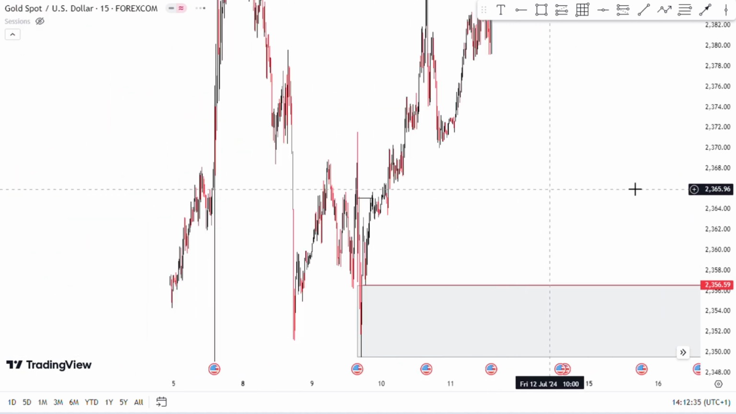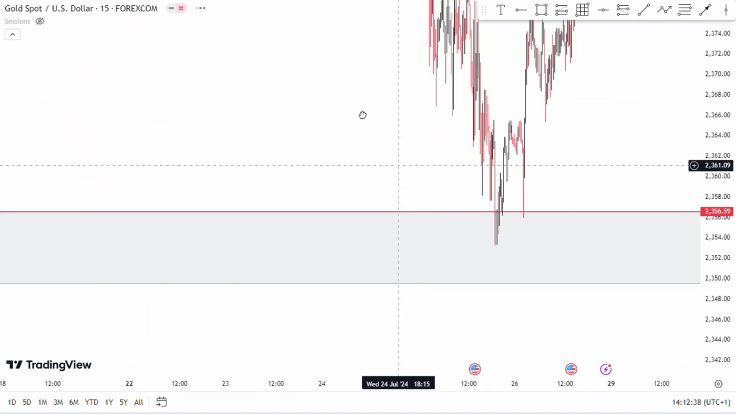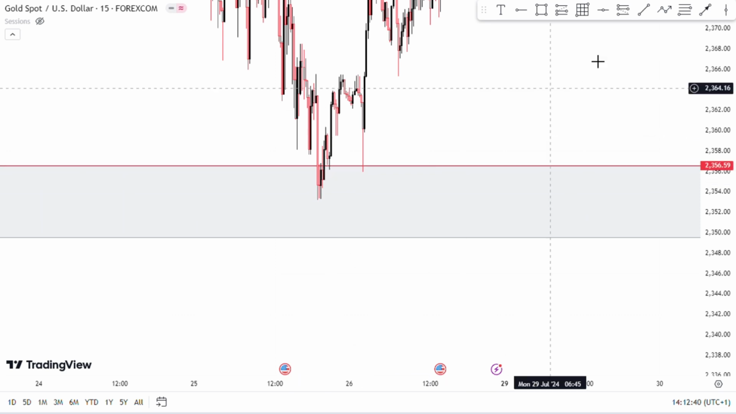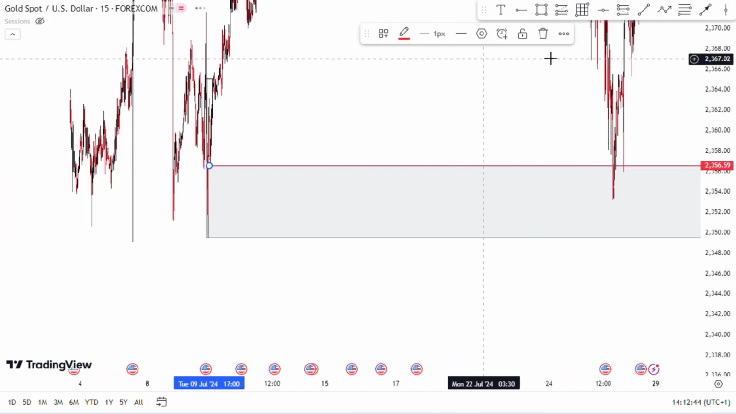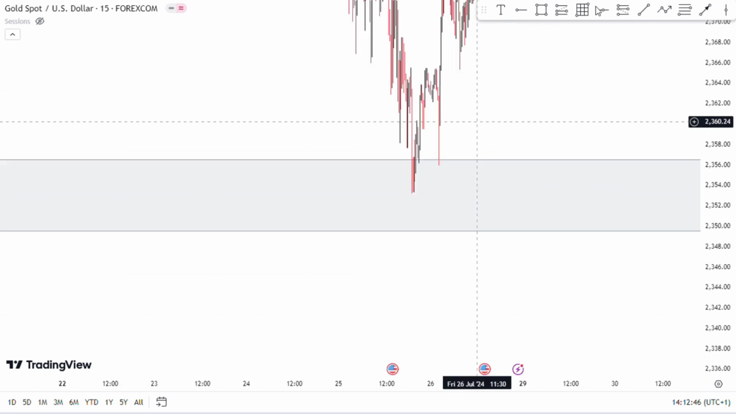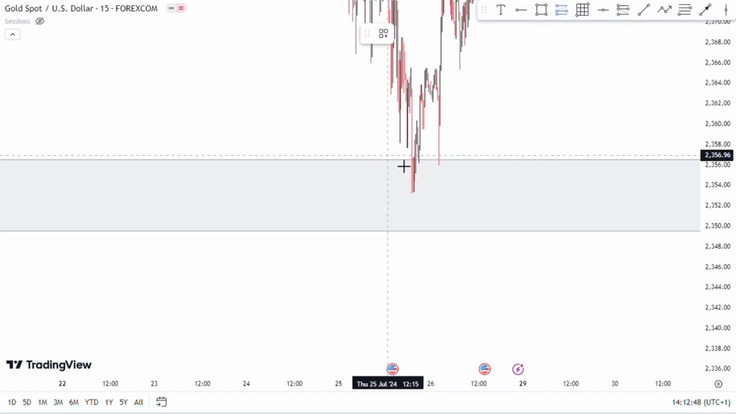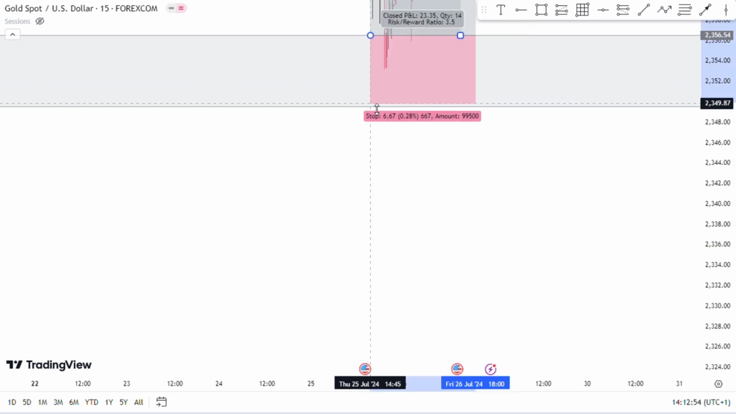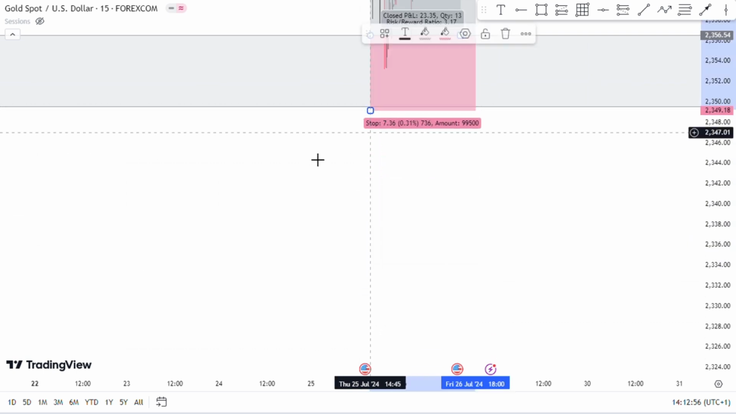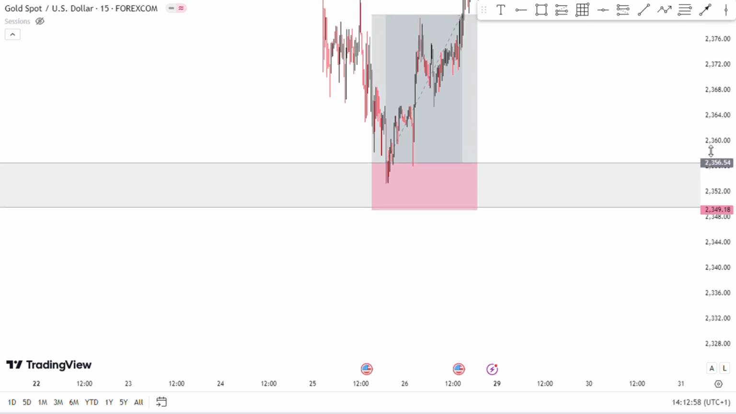So let's just see price tap into the order block. Can you see price tap into this particular order block? And then if you also like to use this particular entry, let me delete this liquidity line. It sets your entry here, and also sets your stop loss below this particular area, and also sets your take profit.